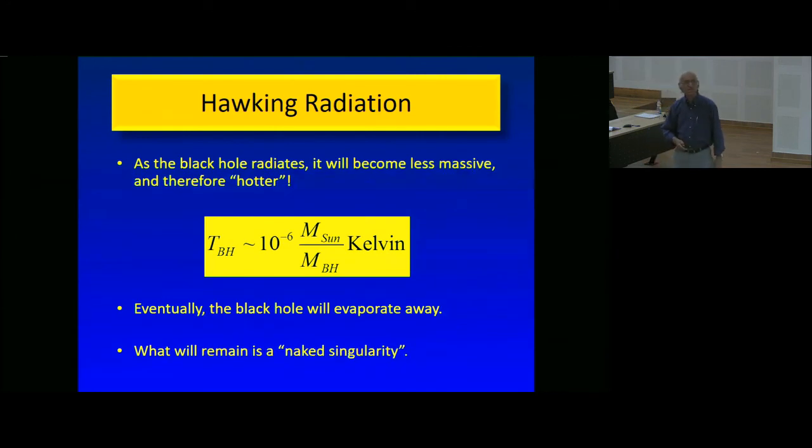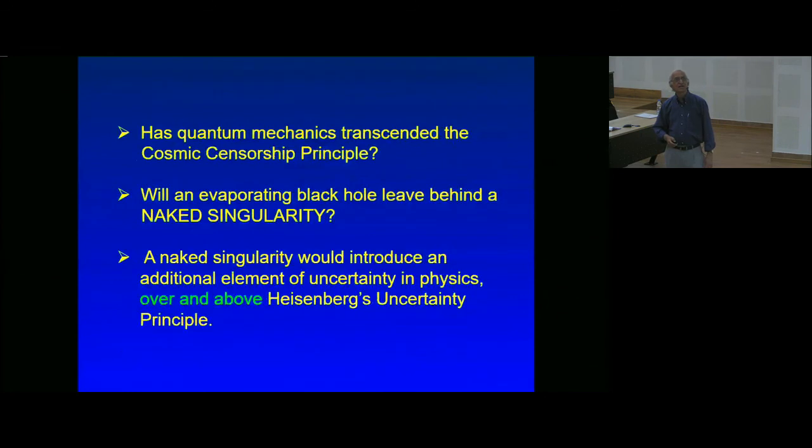And that poses serious problems to physics because you have to ask, if there is a singularity in space-time, you don't know what went into it. So you don't have a description of the singularity. You don't have a description of the interaction of the singularity, any singularity. That's why physicists don't like singularity. So Hawking's point was that a naked singularity would introduce an additional element of uncertainty in physics over and above Heisenberg's uncertainty principle.